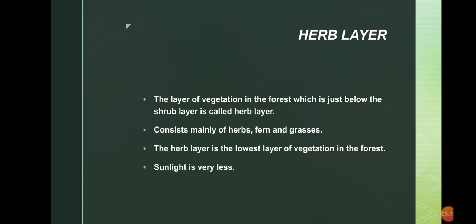Now, very little sunlight remains for the plants in the herb layer. In the herb layer, the plants grow and flower early in the season so as to get sufficient sunlight before the canopy leaves open and obstruct the sunlight. Most of the plants in the herb layer have a short life cycle.